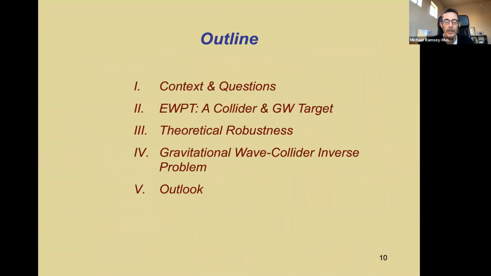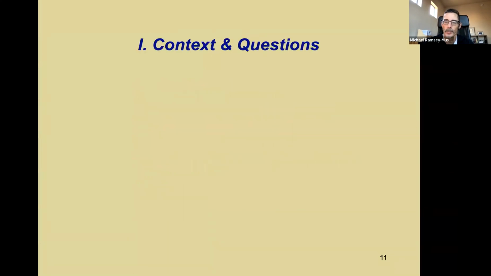So the outline is I'm going to start with a bigger picture context and questions, summarize some of these arguments for why the electroweak phase transition is a good collider and gravity wave target, focus a lot on the question of how theoretically robust our theory is in addressing this topic. And then the last maybe 5 to 7 minutes will be on what I call the gravitational wave collider inverse problem, and then a brief outlook. So let's start with the context and questions.